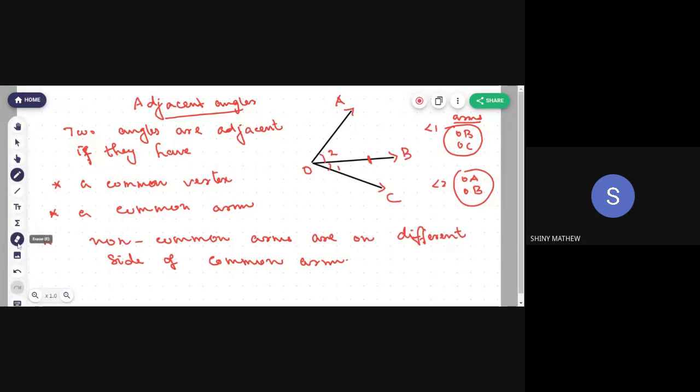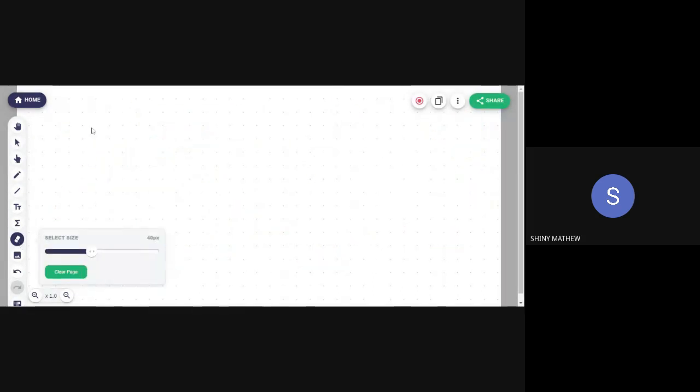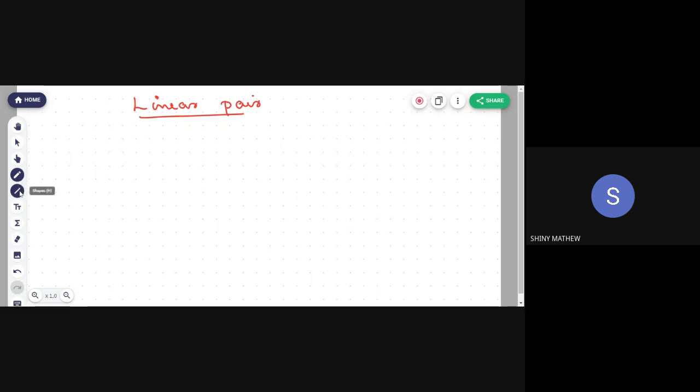Okay, now we can move to the next pairs that are linear pair. Next heading, linear pair. That is also very important. So you give the next heading, linear pair. If you know adjacent angle, then only it will clear for you. Linear pair. Okay, so I will show some linear pairs.